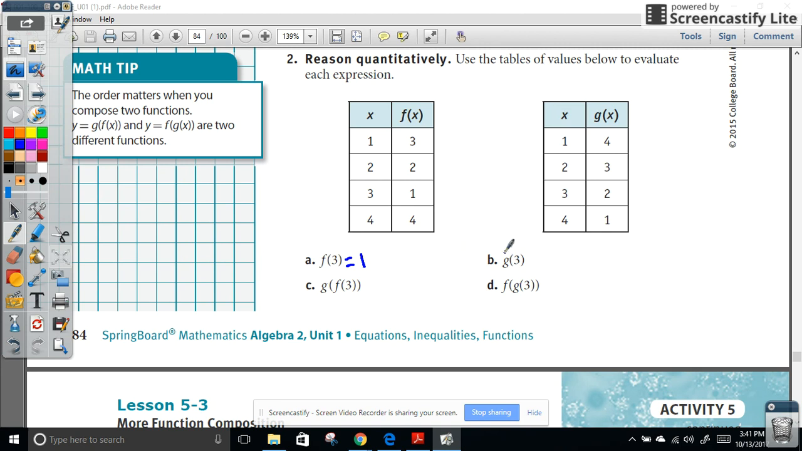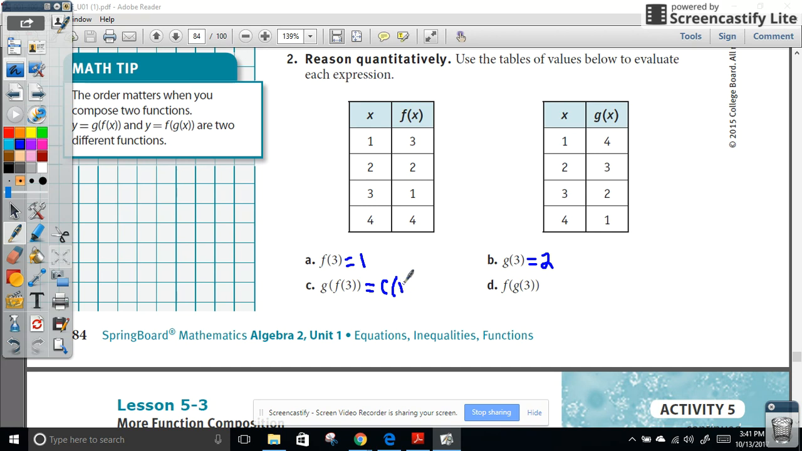Okay. This says the value of my g function when x is 3. Here's my g function. They're asking me to plug in 3 into my g function, and when I do, I get 2 as an answer. Okay. This says find the value of the f function when x is 3. The value of the f function when x is 3 is 1.